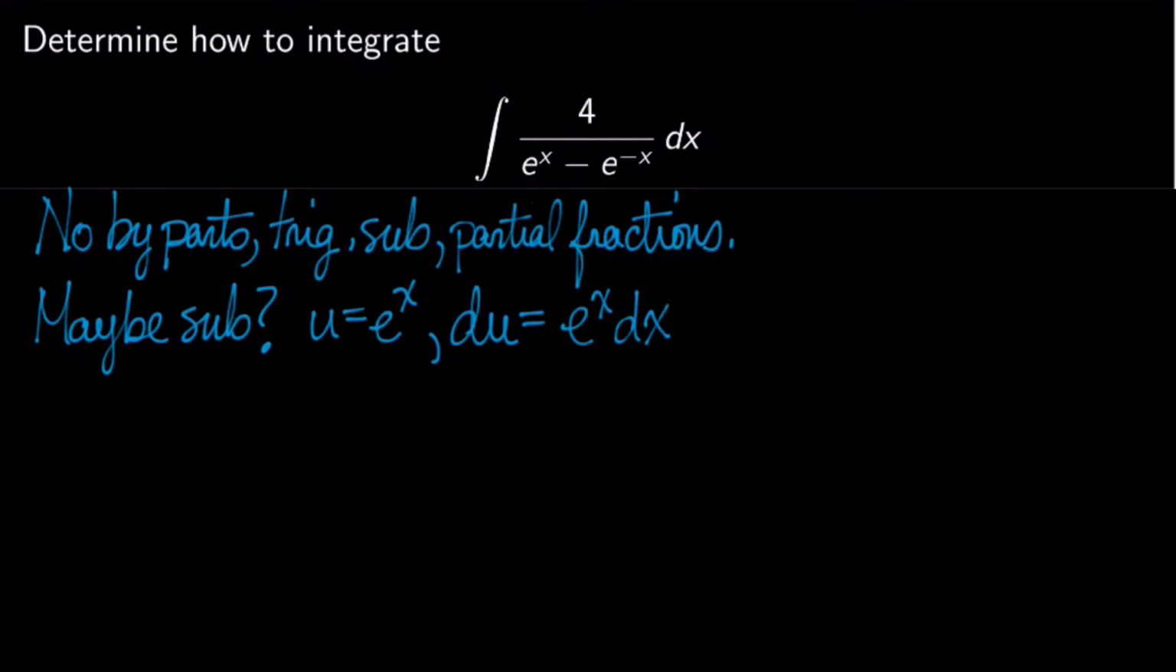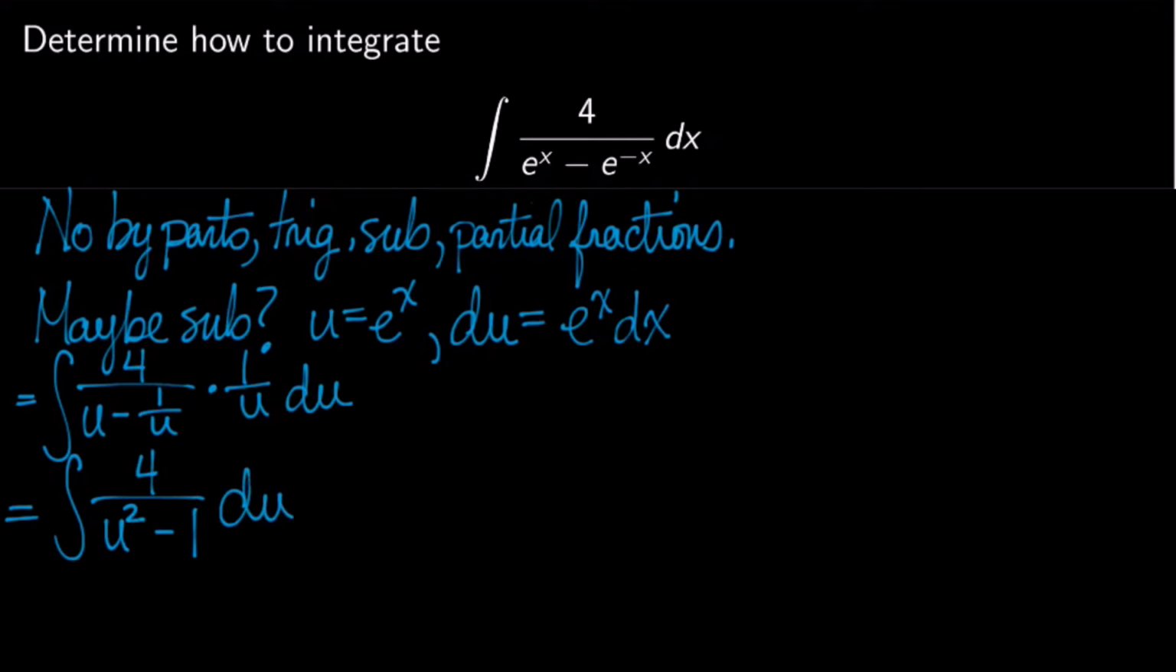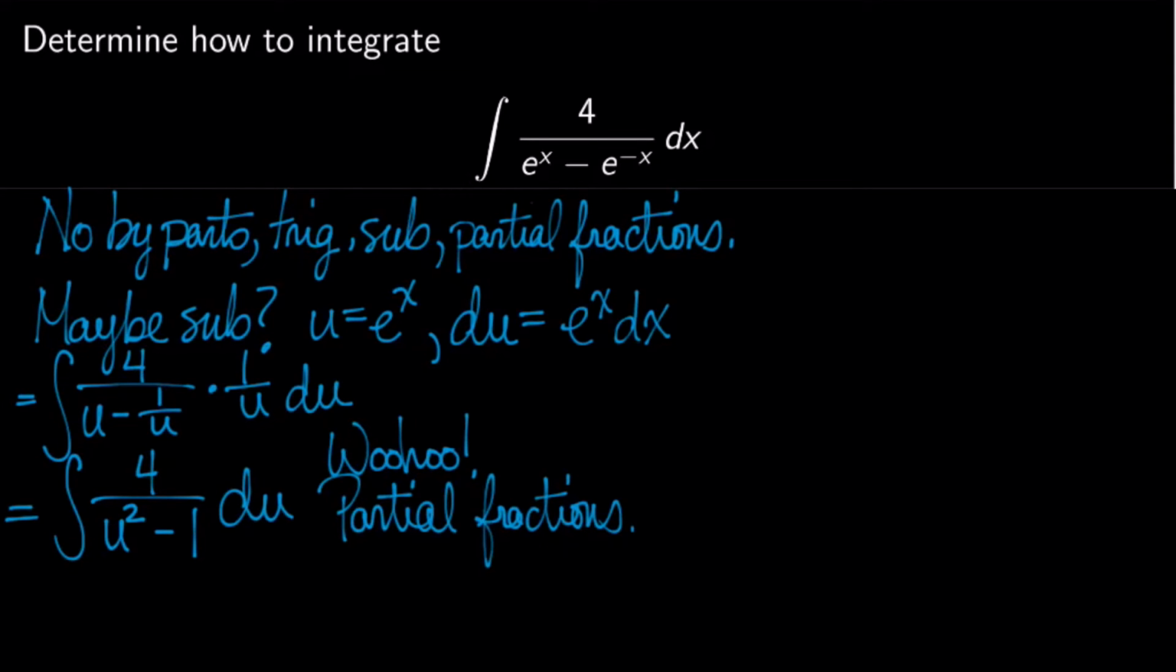We could try u equals e to the x, and then du is equal to e to the x dx. And what that's going to turn this integral into is actually 4 over u minus 1 over u. Can you see that? Because that's e to the minus x power, so that's 1 over u. And the dx is actually going to transform into 1 over u du. And that's because if I take this equation and divide by e to the x on both sides, that's what I get. If I like smoosh those things together with a little bit of algebra, I get the integral of 4 over u squared minus 1 du. And I'm thinking that's awesome because that very clearly looks like a partial fractions decomposition type integral to me.